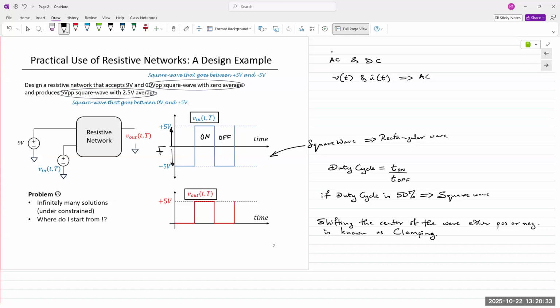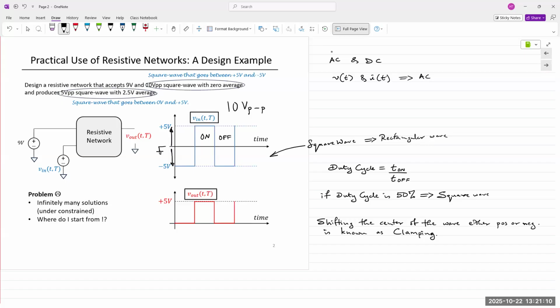So this waveform at the input has +5 and -5. The total swing in that voltage is 10 volts, so it is referred to as a 10 volts peak to peak value. And we are asked to shift it from 0 to 5. From -5 to 5, you're only asked to shift it to 0 to 5.